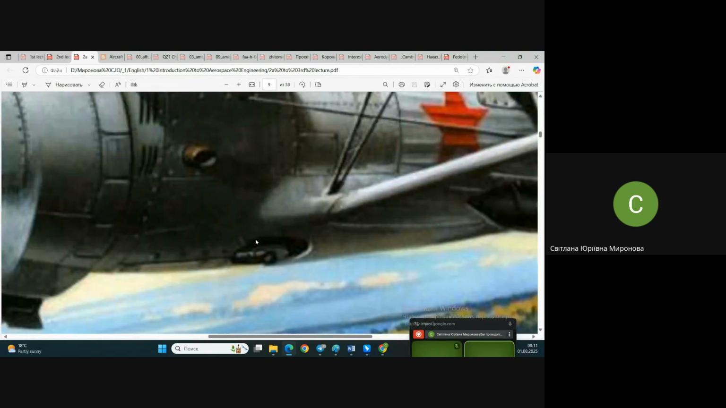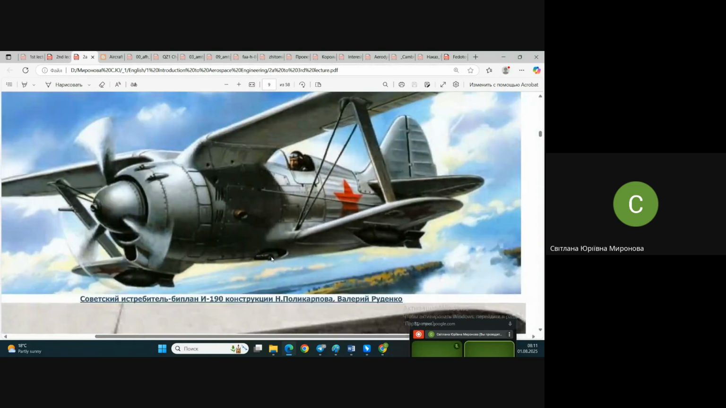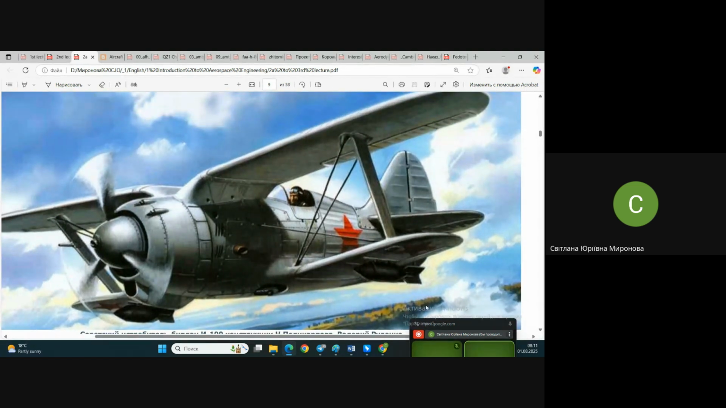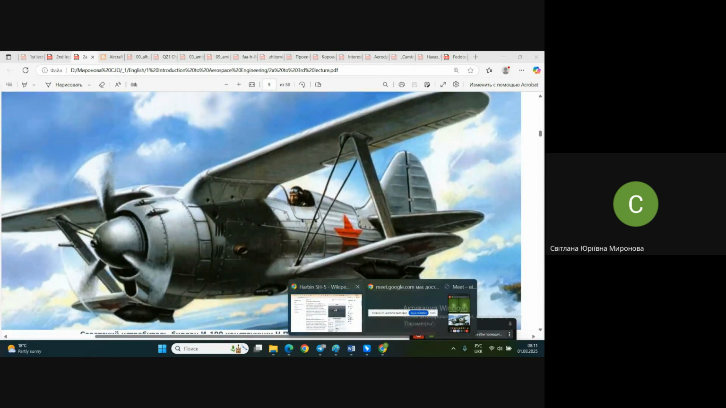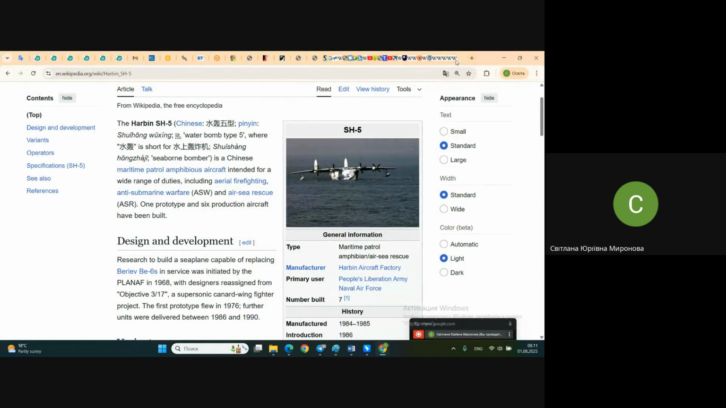You see, it's hidden immediately in the belly of the fuselage. There's not even any additional cowling which protects this place. It's just under the belly. Let me show you, maybe in the browser.